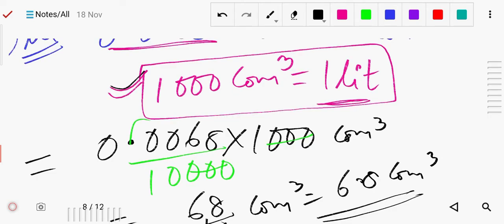So this is the only thing, you have to learn it: 1000 cubic centimeters equals 1 liter, 1 cubic meter equals 1000 liters, and also one more, 1 milliliter equals 1 cubic centimeter. Three formulas are there that you have to learn.